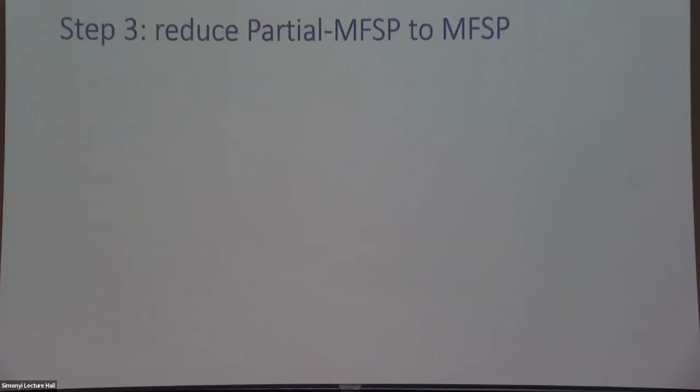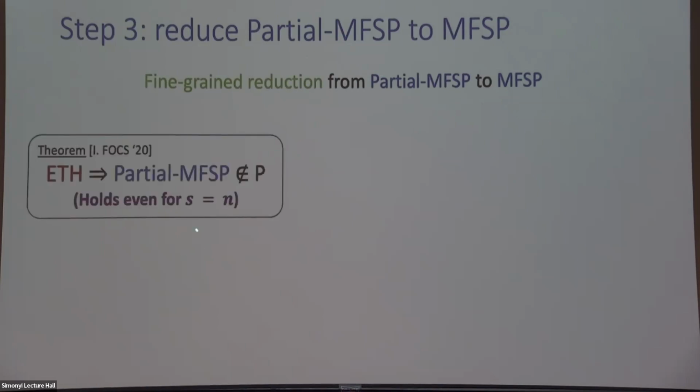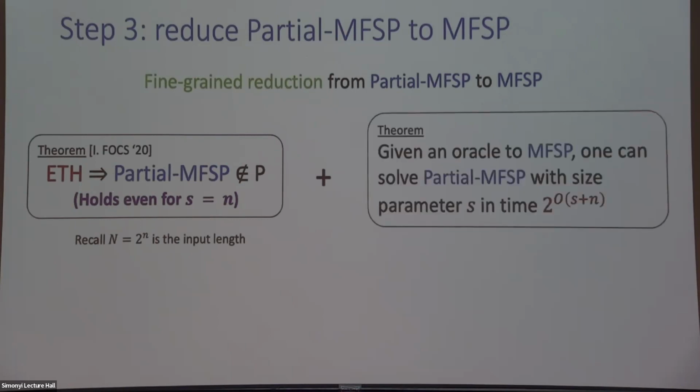So the last step is to reduce the partial function version to the total function version. The way that we do it is we give a fine-grained reduction from the partial function to the total function version. The result in step 2 is that the partial function version is hard under ETH. And what we do is give a reduction between the total function version and the partial function version. That reduction actually runs in exponential time, time 2 to the order s plus n, but it's better than brute force. That's why I call this a fine-grained reduction. So when the size parameter is very small, this actually runs in polynomial time.